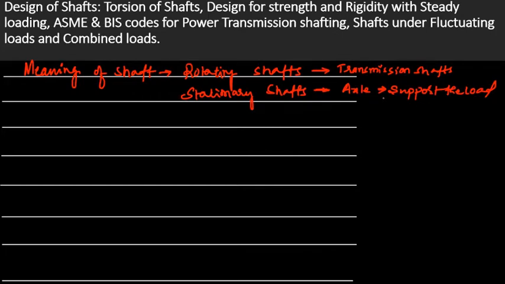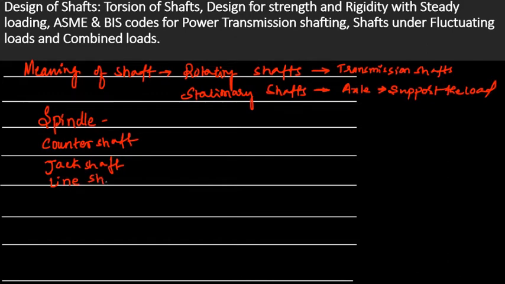Based on the length, the application, and the position, you can classify the transmission shafts as a spindle, next a counter shaft, next a jack shaft, and the last one a line shaft.